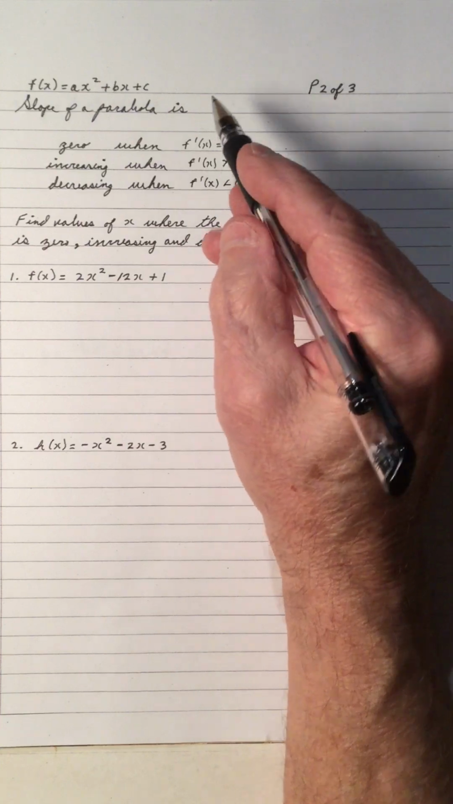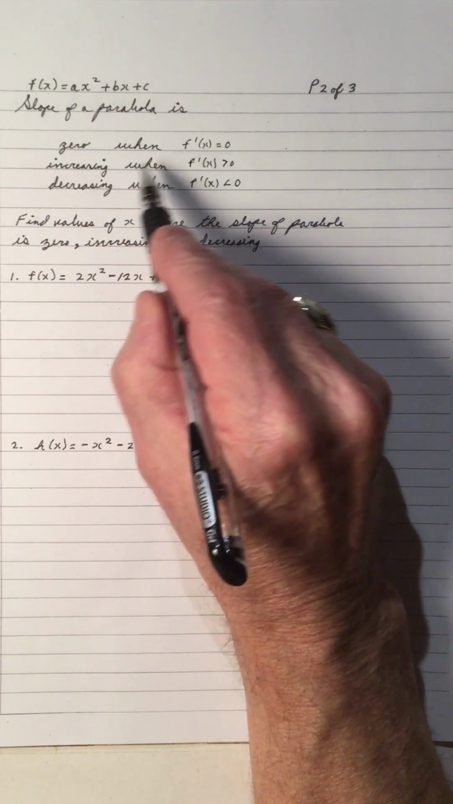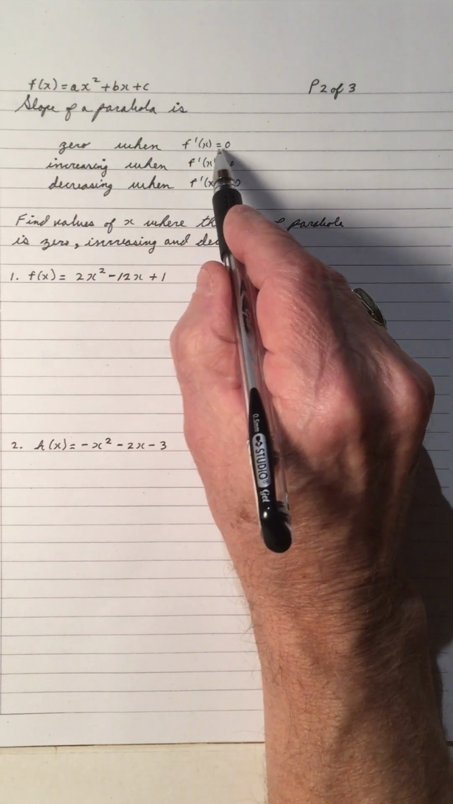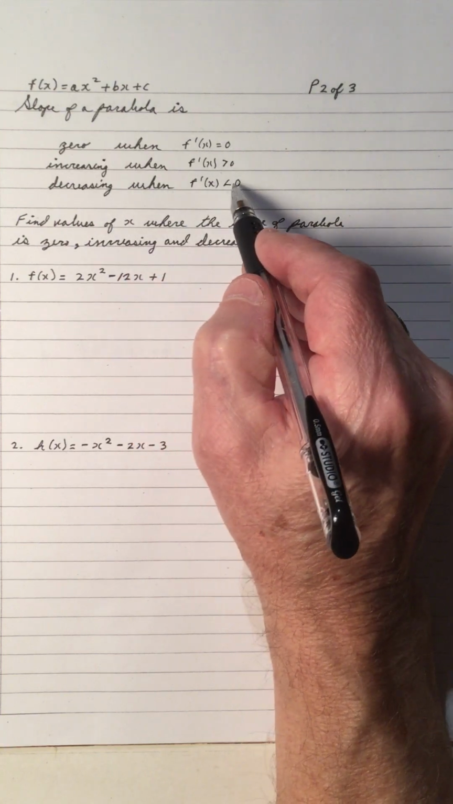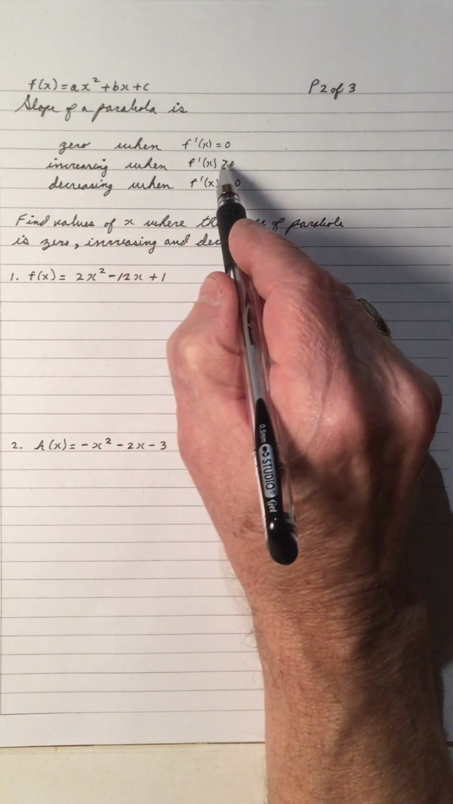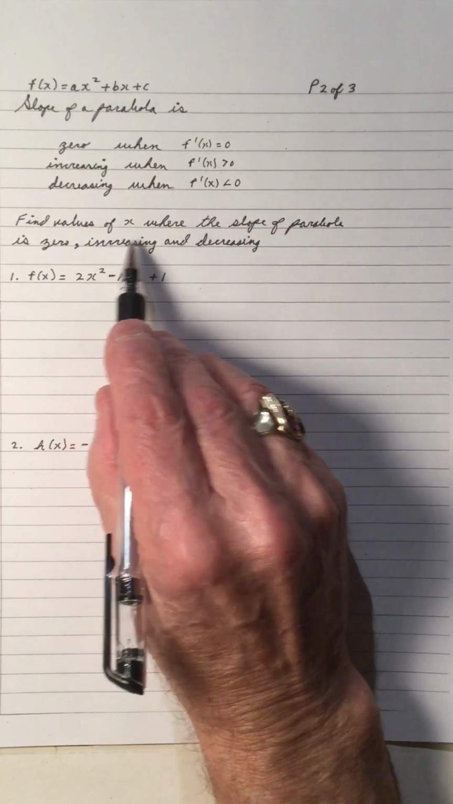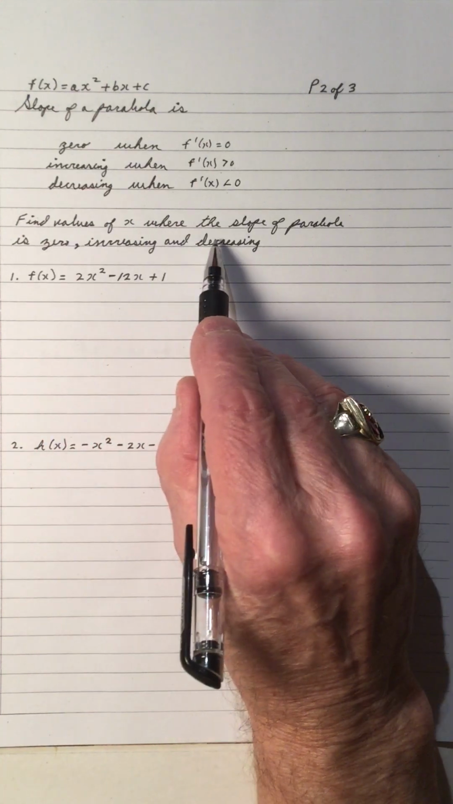So again, the slope of the parabola is zero when f prime x is equal to zero, increasing when f prime x is greater than zero, and decreasing when f prime x is less than zero. So increasing is greater than zero, decreasing is less than zero. Find the values of x when the slope of the parabola is zero, increasing or decreasing.